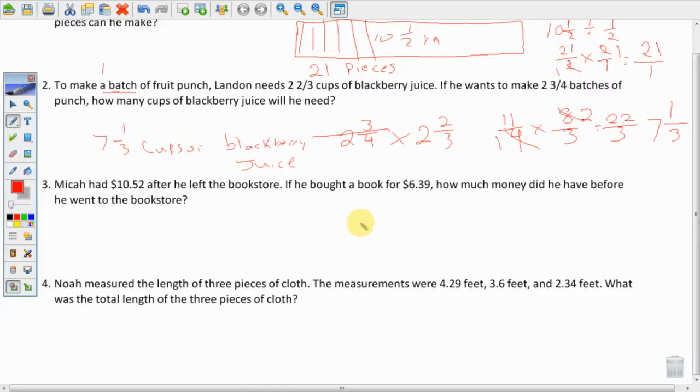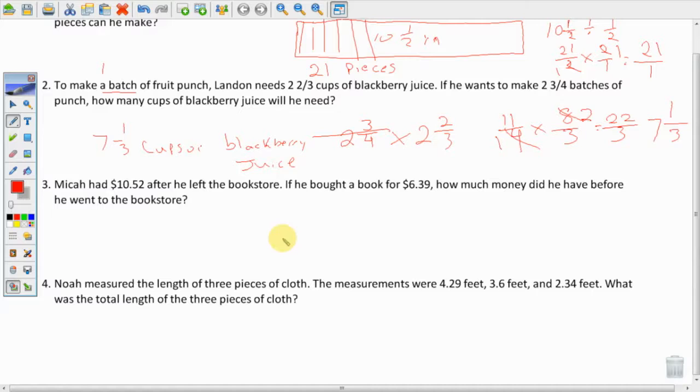Alright, so coming down here to number 3, it says Micah, or whatever your name is, had $10.52 after he left the bookstore. If he bought a book for $6.39, how much did he have before he went to the bookstore? Alright, so this one's kind of tricky, because you would think if Micah went to the bookstore with $10.52 and bought a book for $6.39, you would subtract.